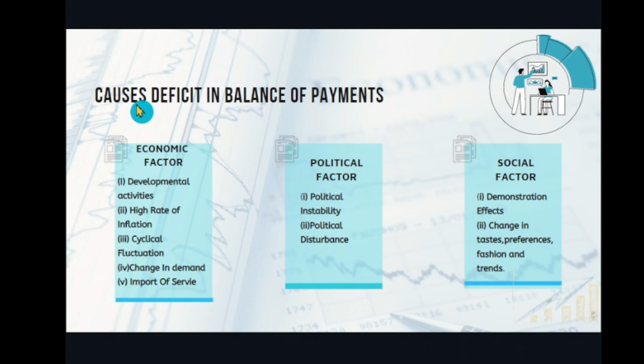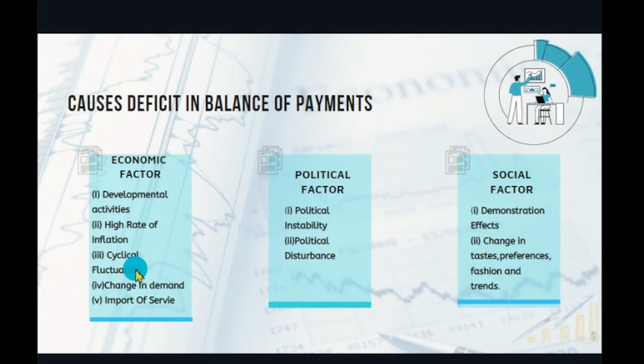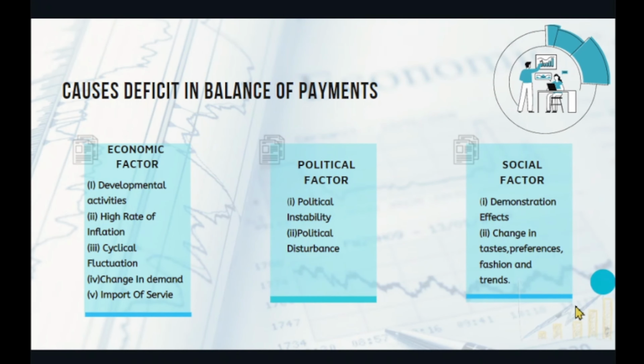So what causes a deficit in the balance of payment? There are a lot of factors, but they can be divided into three. The economic factor, which includes developmental activities, high rate of inflation, cyclical fluctuations, change in demand, and import of services. The next is the political factor: political instability and political disturbance. And the next is the social factor: demonstration effects, change in taste preference, fashion, and trends.